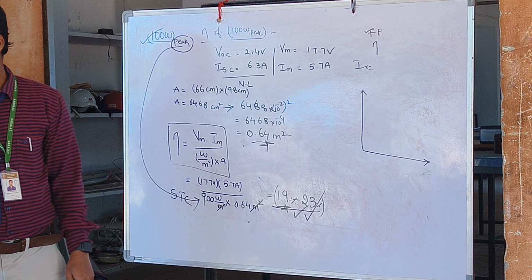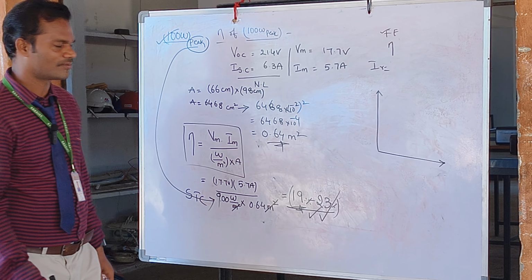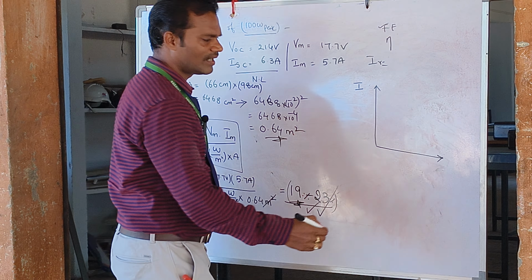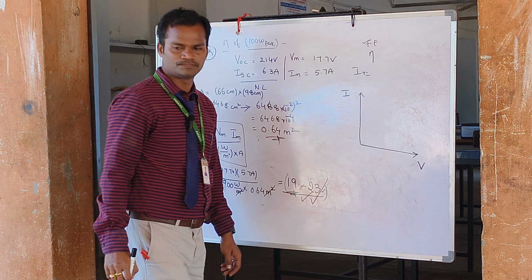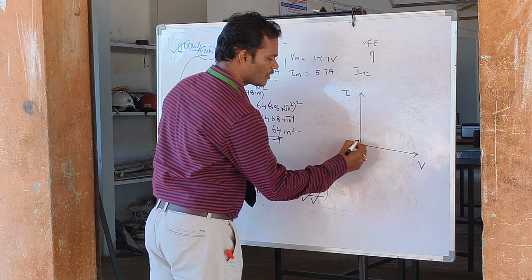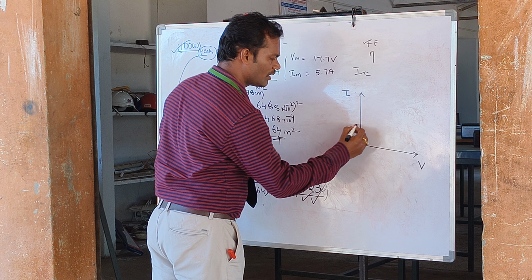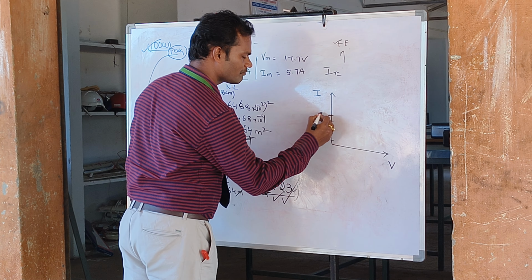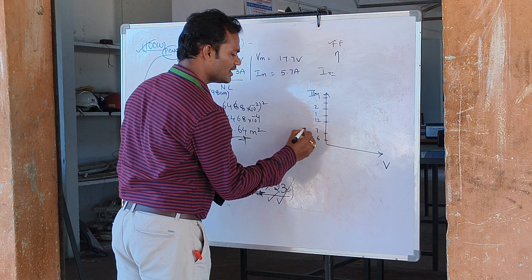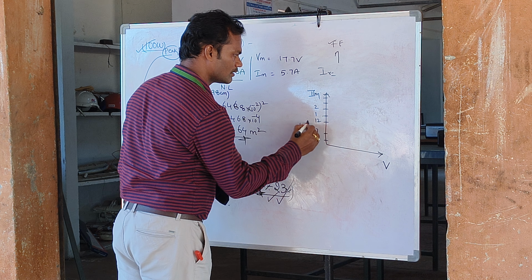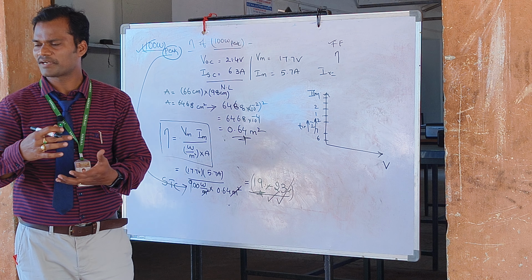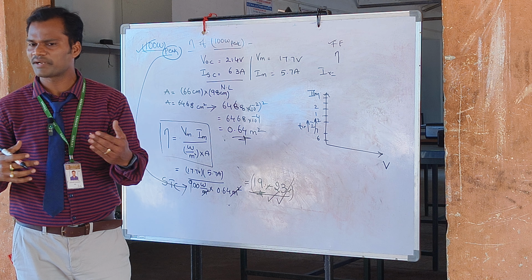Now we want to plot the IV characteristics of the solar panel. Here I am taking current on the y-axis and voltage on the x-axis. For example, morning 6 a.m., 7 a.m., afternoon 12 p.m., 1 p.m., 2, 3, 4, 5, 6 p.m. Like this, with the variation of time, the current also will increase. If more light is incident, the photovoltaic effect is stronger and more current will be available.